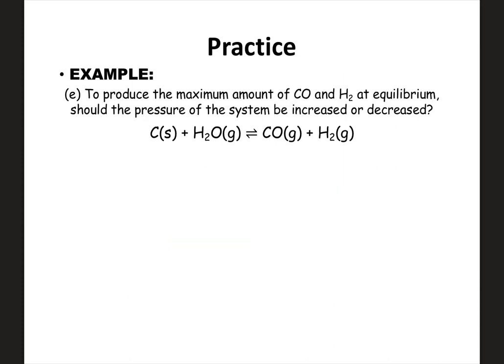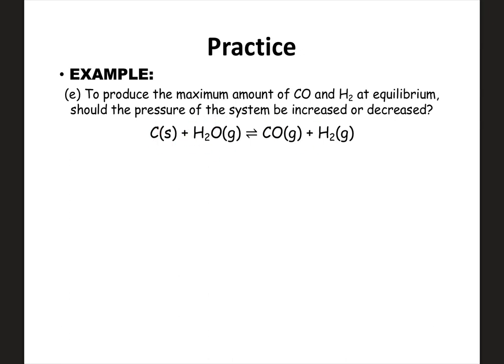And finally for part E, it says to produce the maximum amount of CO and H2 at equilibrium, should the pressure of the system be increased or decreased? We want to form the maximum amount of these two. If you notice on the right side where they're at, there are 2 moles of gas, 2 gas molecules. On the left side, there's just 1 molecule of gas, the water. Remember, this is a solid, it doesn't participate here. So we have 2 to 1.